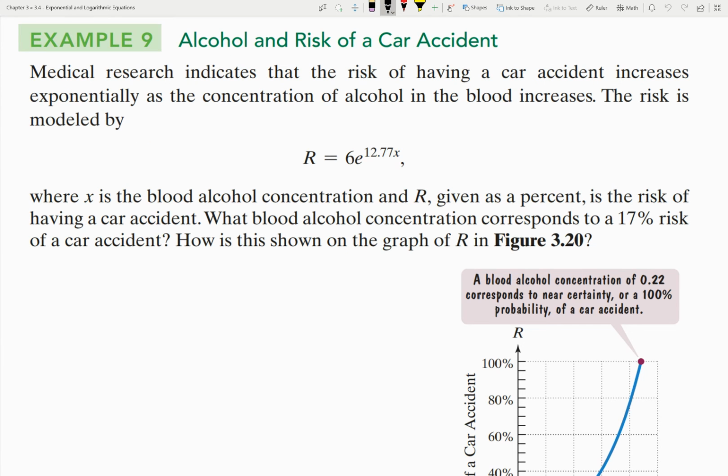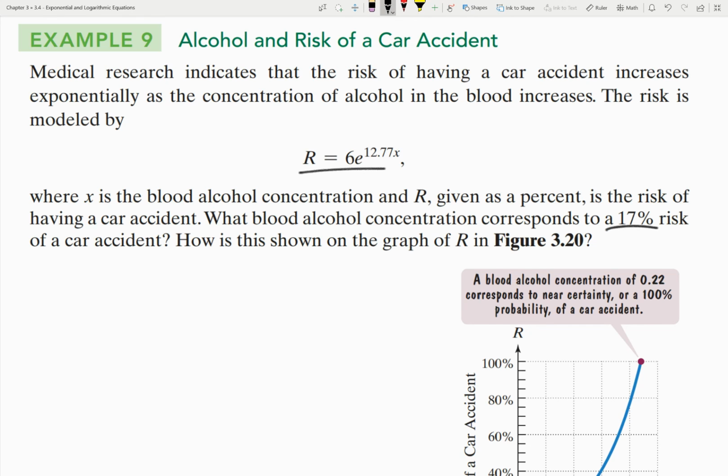Okay, so what does this have to do with an exponential equation? Well, there's a formula to tell you the risk of getting into a car accident, modeled by this exponential equation because the variable is in the exponent. Okay, so x is the blood alcohol concentration and R, given as a percent, is the risk of having a car accident.